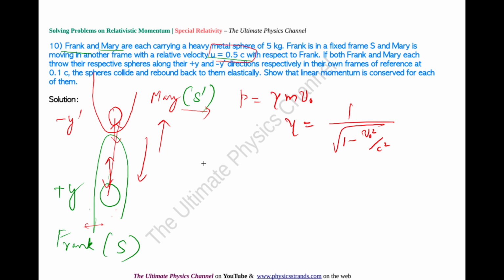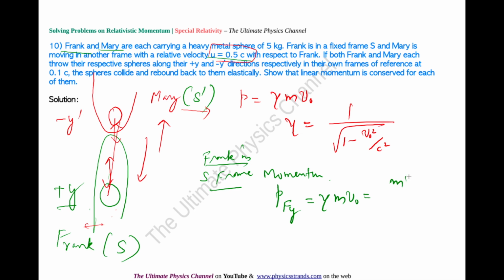So momentum of the sphere in Frank's frame, let us first do that. Frank in S frame, momentum. Let us call that P of Frank in S frame. The sphere is thrown in the positive y direction, so I put a suffix y here. I have to use the relativistic expression, so gamma m times v naught, that is m v naught over square root of 1 minus v naught square over c square.